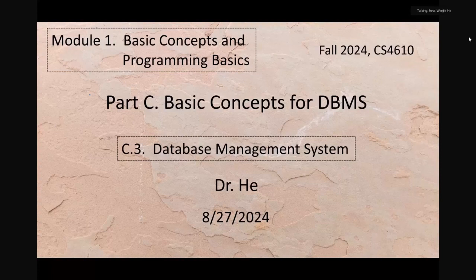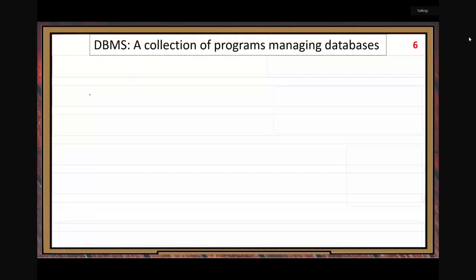C.3, Database Management System, DBMS. Now let's look at some basic concepts in DBMS. DBMS: a collection of programs managing databases. So the title, you can treat it as a description of the DBMS. It's a collection of programs managing databases. So let's look at the properties of DBMS.